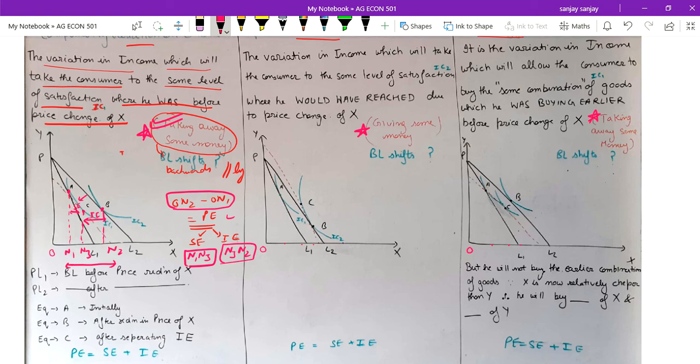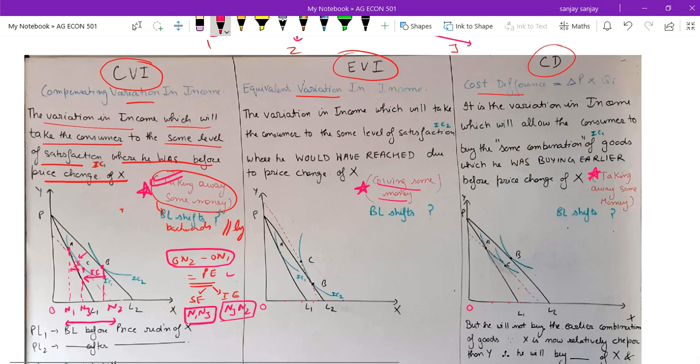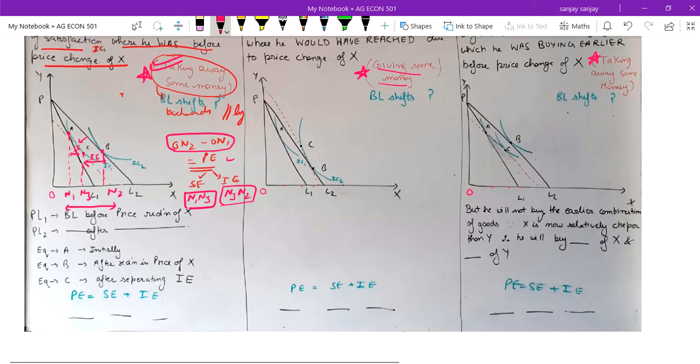Now let's move on to the next one. Here we are going to give him some money: equivalent variation in income. Just focus on the graph. First we were here, before the change in price of X. We were here when the price of X reduced. What happened was we moved to the point B, ON1, N3. So ON3 minus ON1 is equal to the price effect.